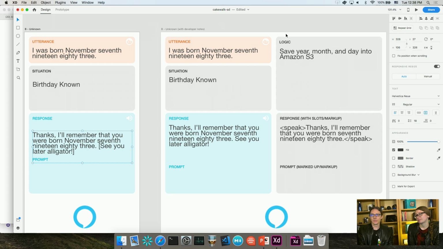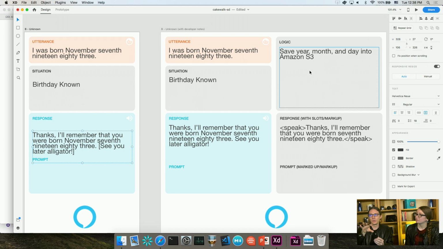So you can see we've got a logic box, and then we have a response with slots and markup, and then we have a prompt marked up. So what is this stuff that we're doing here? You can see here we have save year, month, and day into Amazon S3. At this point we're bridging the gap between design and implementation. These are instructions on, okay, now that we have the birthday, it's known, we need to remember it.